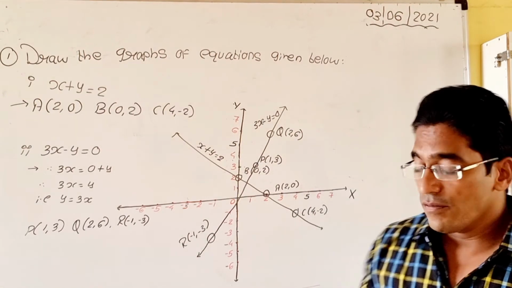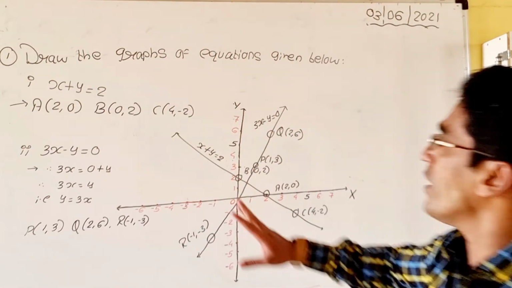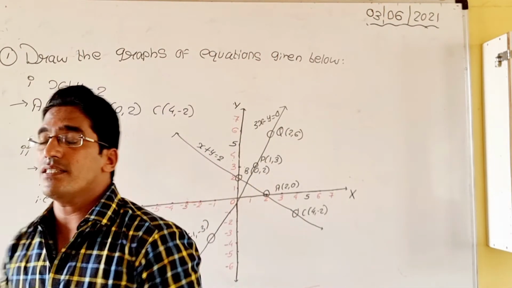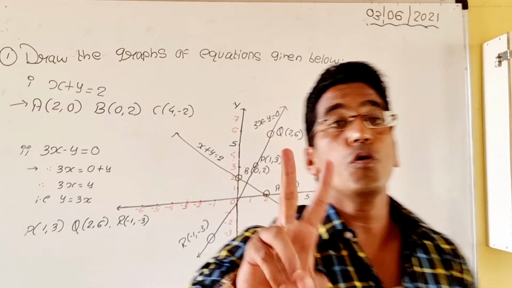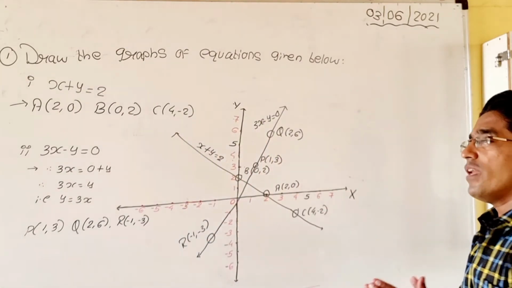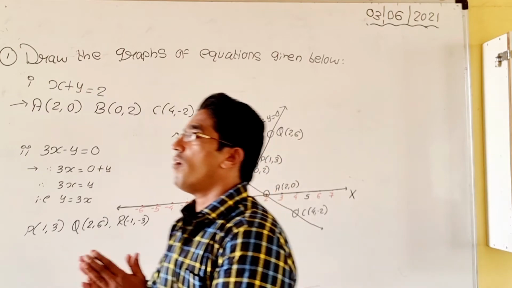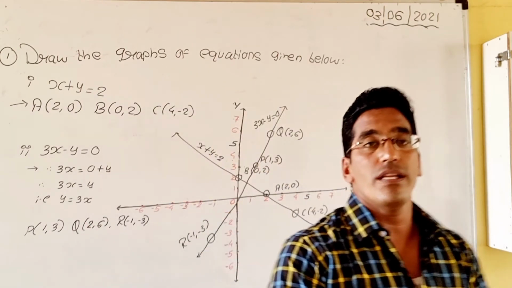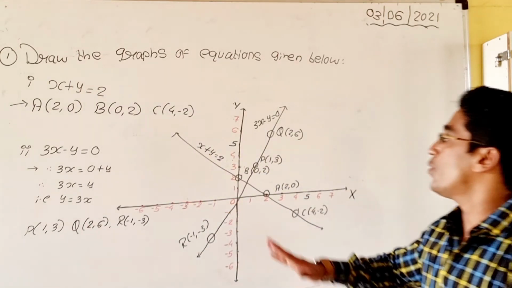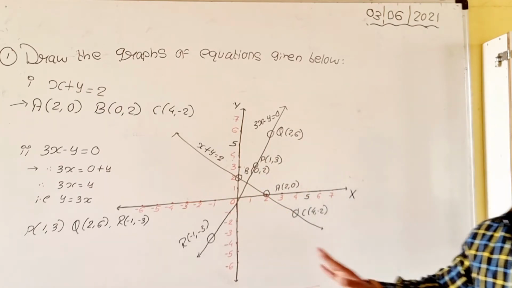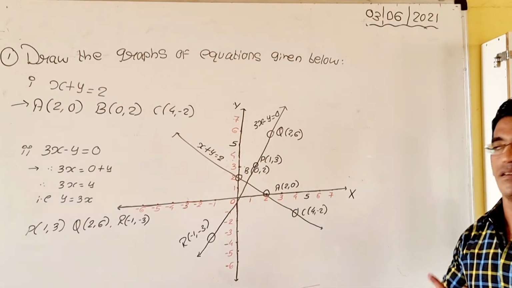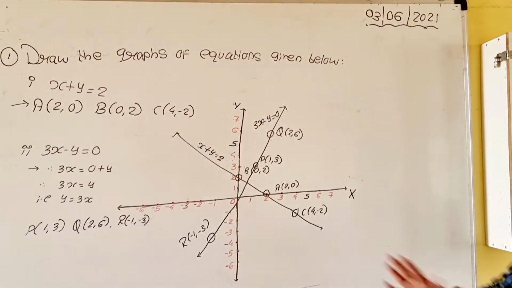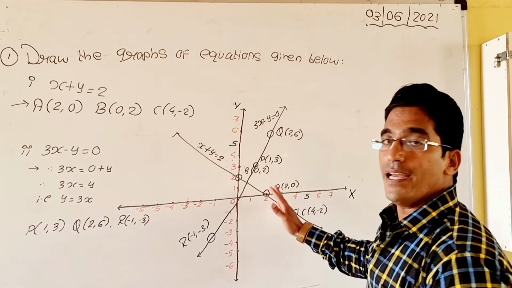So from this what we can say, now what are these equations? These equations are linear equations in two variables. So whenever we are drawing the graph of a linear equation in two variables, we are always going to get a straight line. What is the graph of a linear equation in two variables? It will always be a straight line.